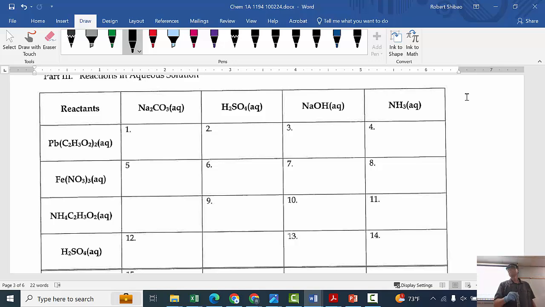What was that? Sorry, number 13. Okay, the final reaction here is going to be number 14, and that's going to be the weak base. The weak base shouldn't react as violently. So I'm going to put some ammonia in here, and then I'm going to add my sulfuric acid. Let's see what happens here.